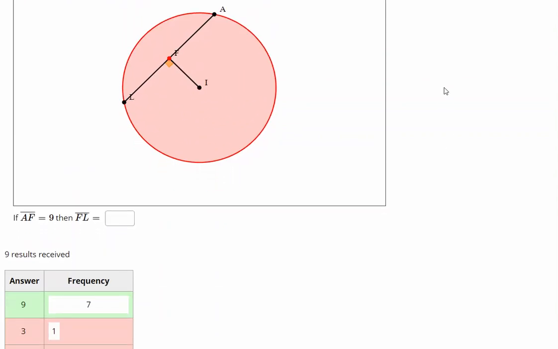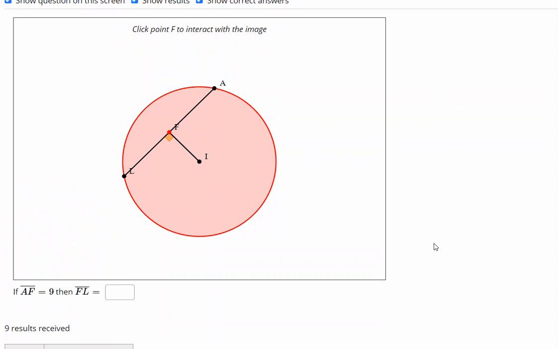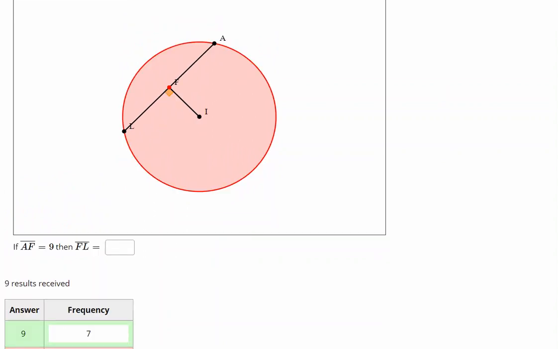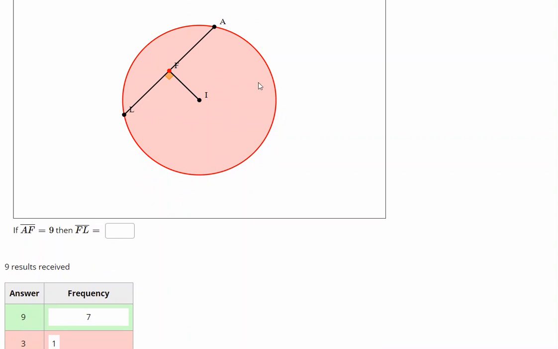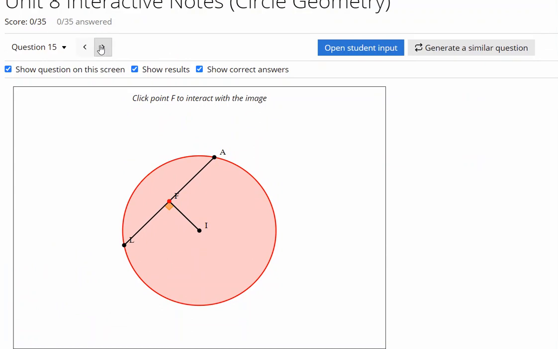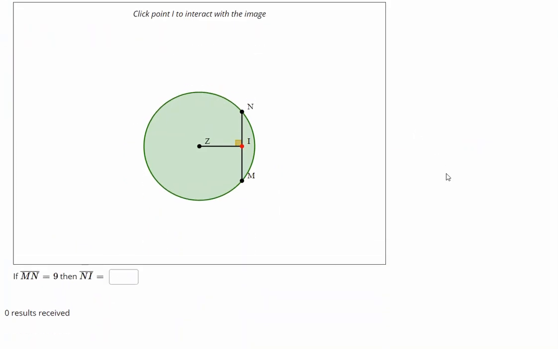Okay, so looking at this one, guys, it was if AF is equal to 9, so AF is this section from here to here. And then just be careful, FL is from here to here. And if this really is a perpendicular bisector, then they'd be the same length, right? So if it's 9, then it would also still be 9. All right, next one.